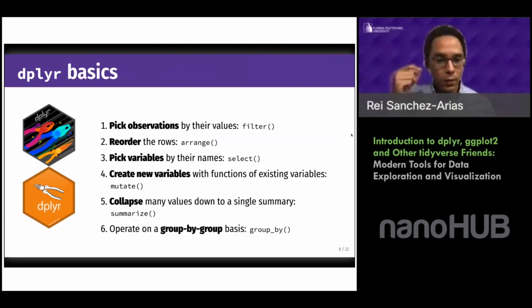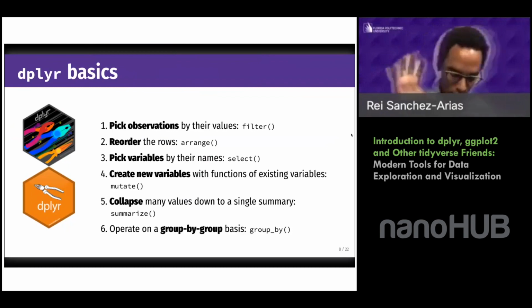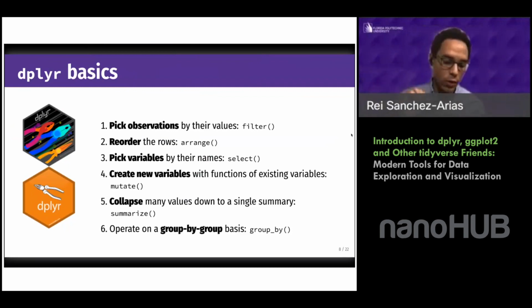And as I mentioned in a very brief example, maybe you want to take data from your employees and do an analysis of what is the median salary when you group your employees by division and seniority and maybe other things. So there's 2 of those and they work together. You want to collapse many values down to a single summary using a function called summarize. You want to operate on a group by group basis using a function called group_by. Those work together.